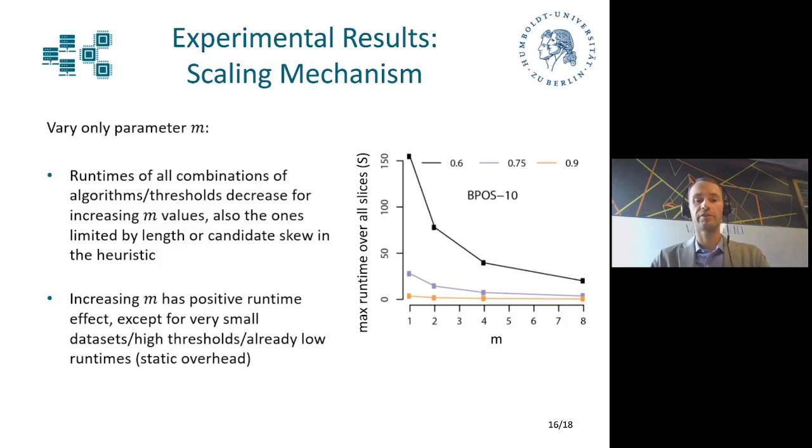Increasing m has a positive runtime effect, except for very small data sets or very high thresholds, or if the runtime is already very low, because then we start measuring the static overhead.